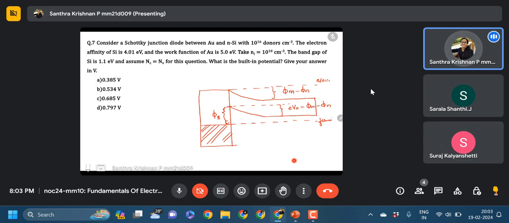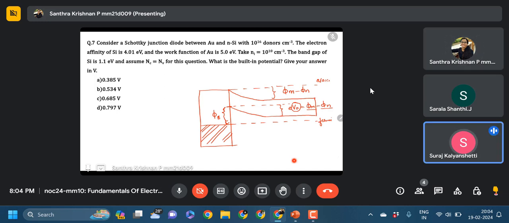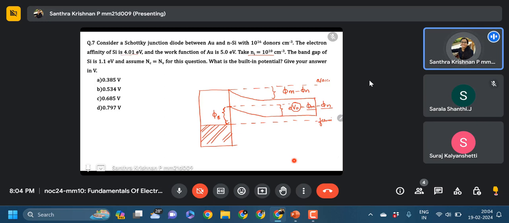Okay. So now they are asking for this V0. For that you need phi m and phi n. Phi m is given, but for phi n you should start with finding the Fermi level. Whatever we did the last time, right? Using the equation separately, you'll have to start. First, Ni is given to you, and the electron density. Then Nc is equal to Nv is given.